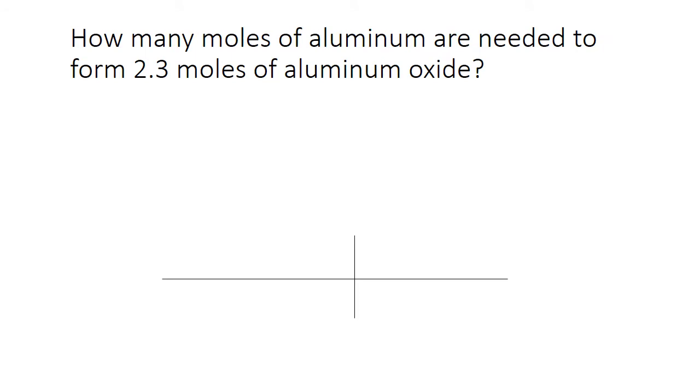Okay, so here we're asked how many moles of aluminum are needed to form 2.3 moles of aluminum oxide. So we have our balanced equation. Remember, that's the first step we always take. We realize that we need 4 moles of aluminum to react with 3 moles of oxygen, and that gives us 2 moles of aluminum oxide.